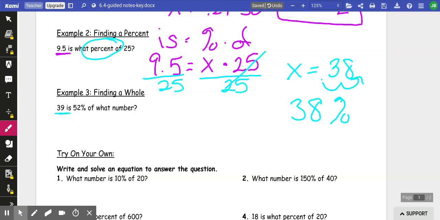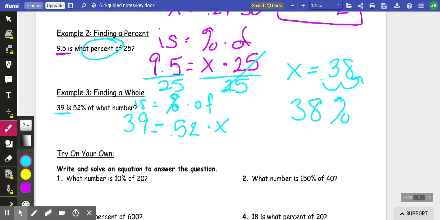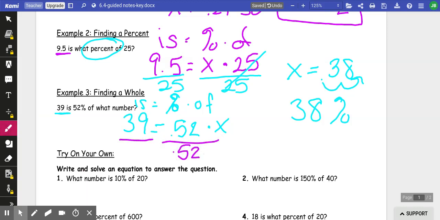So we know the 39 is the portion. Remember, our "is" equals percent times of. So I'm going to turn that percent into a decimal times our unknown. Just like I did in example 2, I'm going to divide, but this time I want to make sure I divide by 0.52 because that's what I have above. So I'm going to divide by 0.52 on both sides. And this time I'm going to get 75 equals my x.